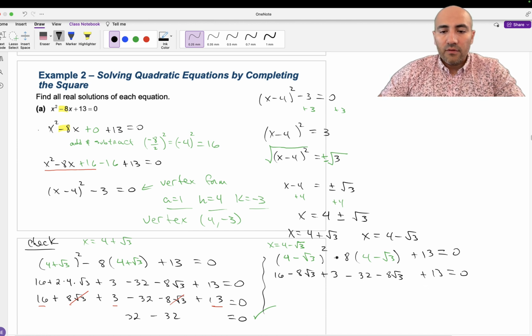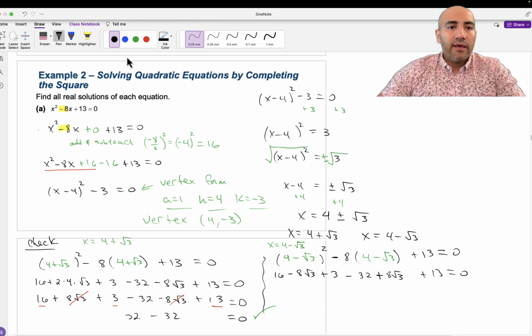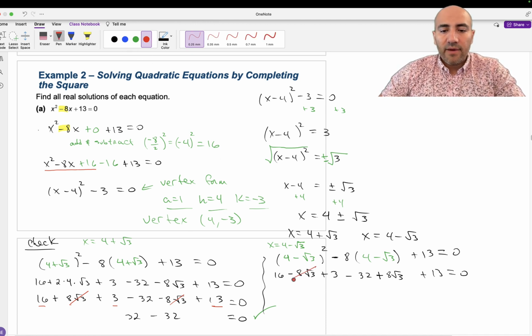Oh, sorry. This minus 8 becomes minus 32. And then minus 8 times minus root 3 becomes plus 8 root 3. And that's how these guys cancel: minus 8 root 3 plus 8 root 3.